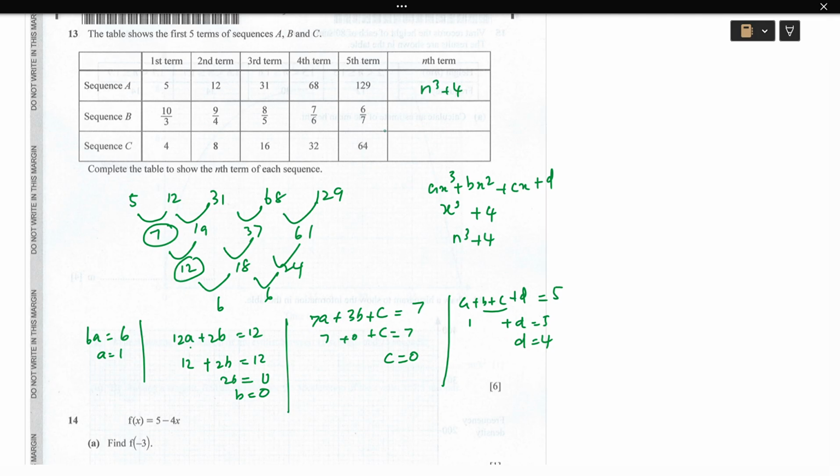The second one, so the numerator is decreasing, the denominator is increasing, which is going to be 11 minus n over n plus 2. The last one is like 2 power n plus 1.